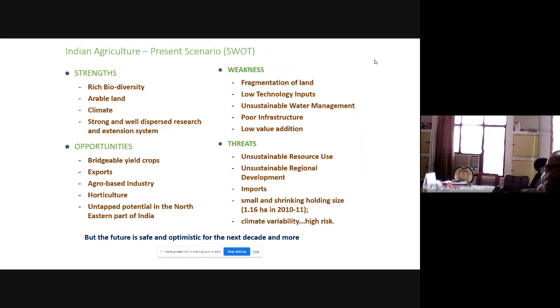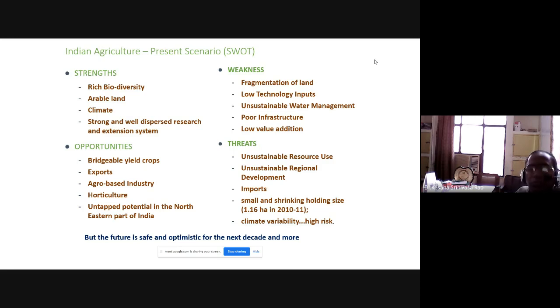Day by day, the percentage of small holders is likely to grow. Already we can see that around 75 to 80% of landholders in India are marginal and small. Our data reveals that. Then unsustainable water management is one of the basic lacunae and a weakness which we have. Poor infrastructure and low value addition are all problems, weaknesses which Indian agriculture is facing. Apart from that, there are threats.